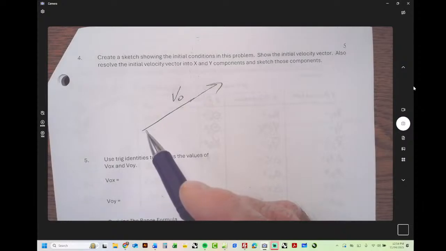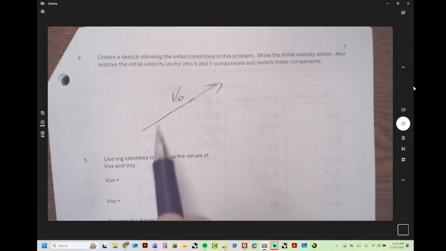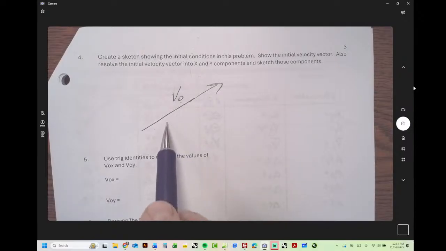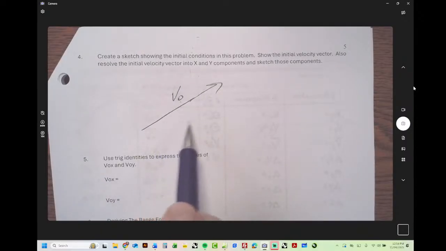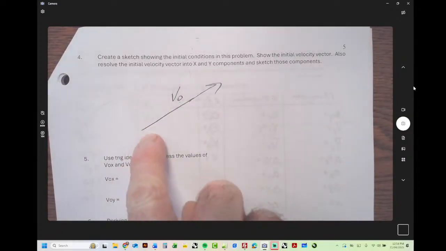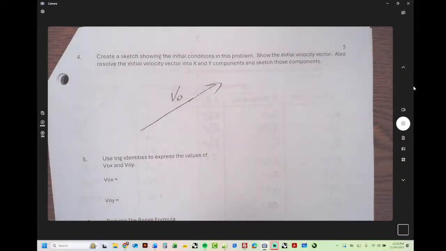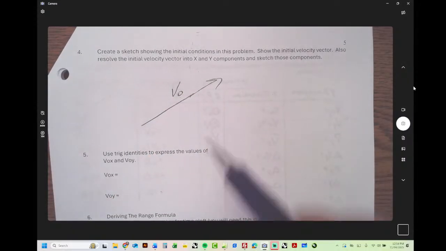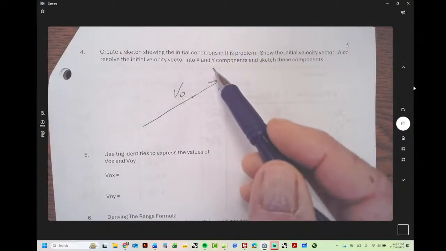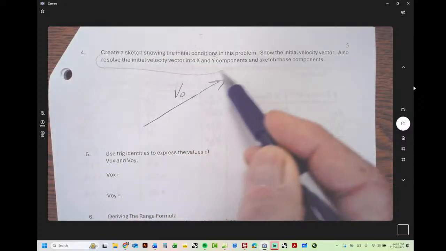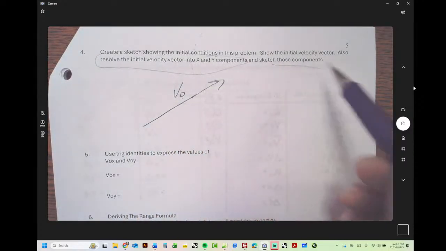So let's say you shoot a projectile at 8 meters per second. V0 is 8 meters per second. And you're shooting it at a 40-degree angle. So this is a 40-degree angle. That would just be an example. You'll need to be able to calculate how long it's going to stay in the air, how far it's going to travel, all kinds of other stuff. The first thing, though, is I want to resolve this into the x and y components and sketch the components.